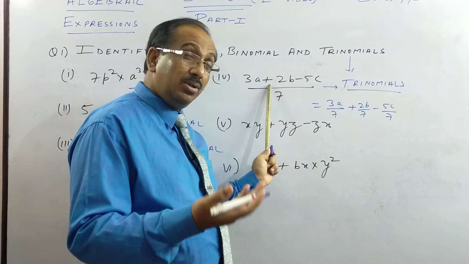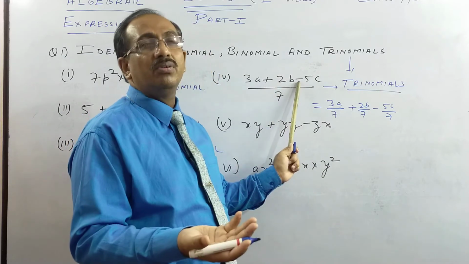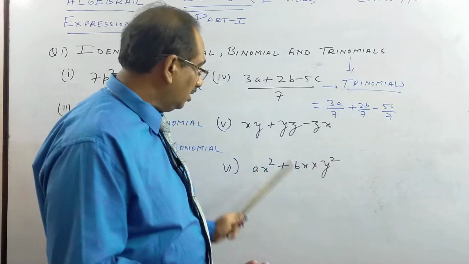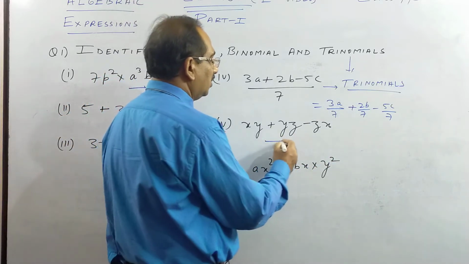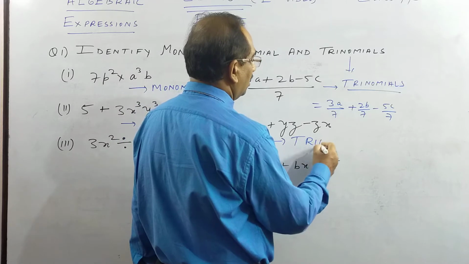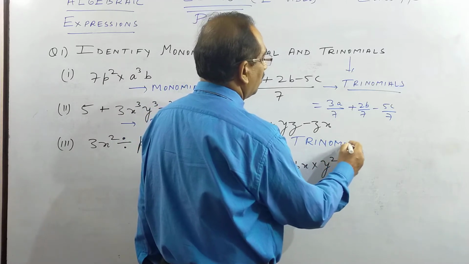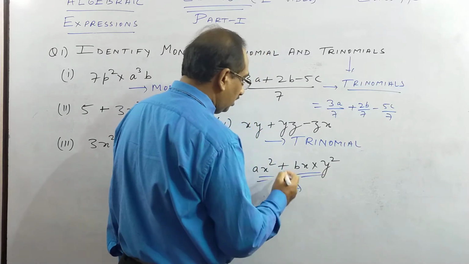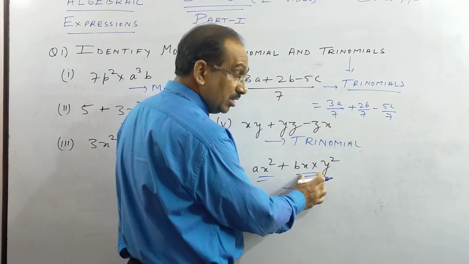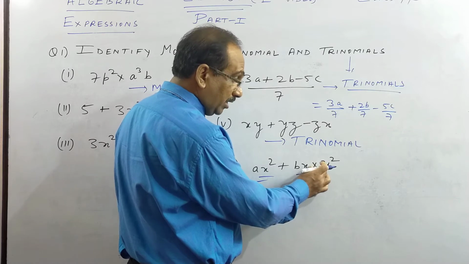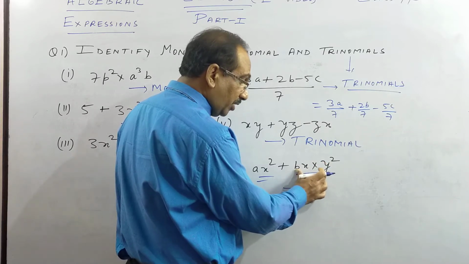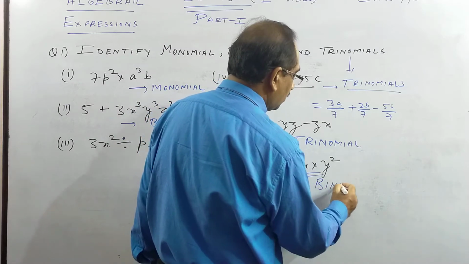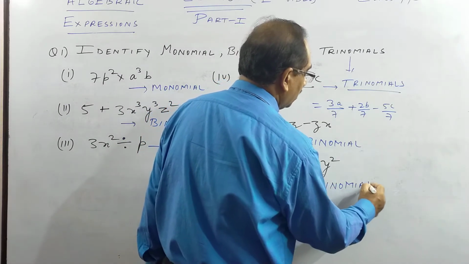If there would have been multiplication here, it would have been one term only, monomial. Three terms means trinomial. Here also we have three terms. So children, this is also a trinomial. And here if you see, this is multiplication. So this is one term, this is one term, not plus or minus. Multiplication and division make it one term. So this is also a binomial.